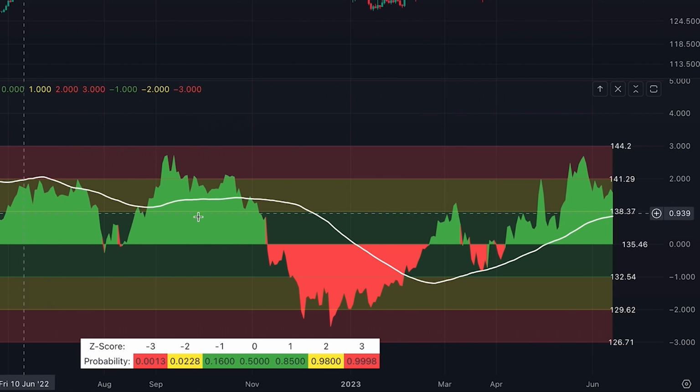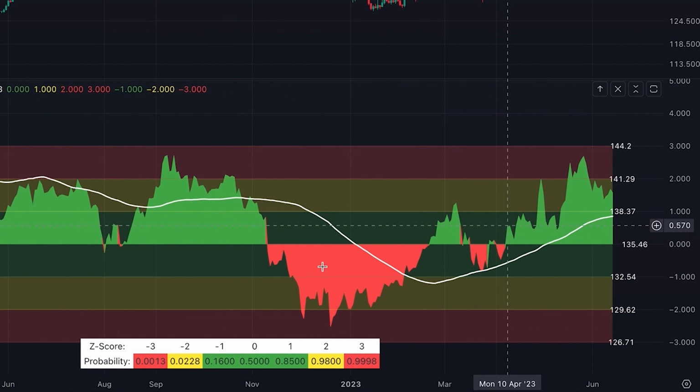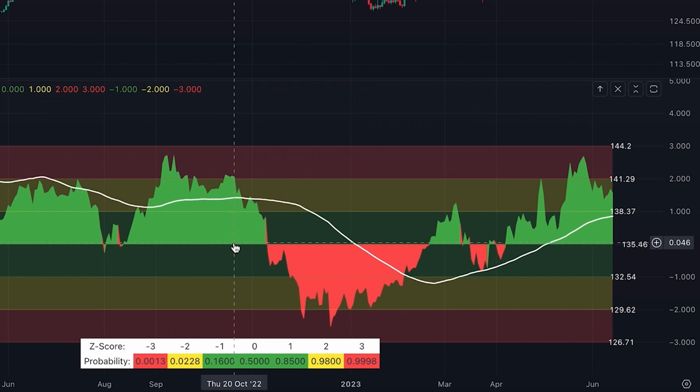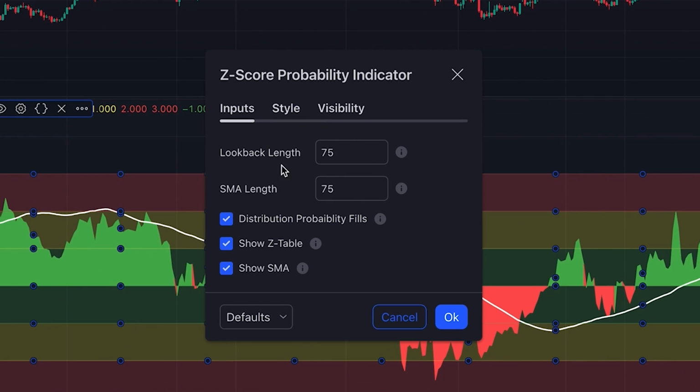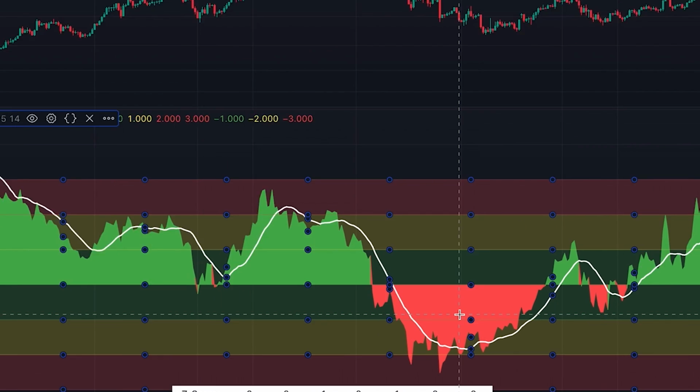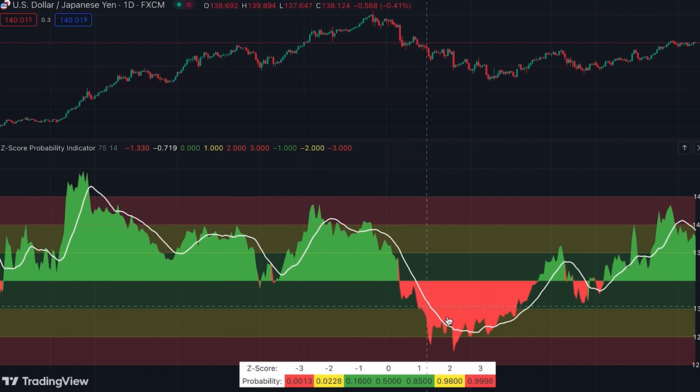Then we have this histogram that is moving above and below the center line, and it's built based on Z-score probability distribution. By default the look-back period is set at 75, which for our purpose is good, but depending on your trading strategy you can adjust it. We also have a simple moving average of this histogram, this white line, whose length by default is set at 75. We can decrease the length to have a more responsive moving average line. For example, we set it at 14, and now as you can see, the moving average line became more responsive to the histogram changes.